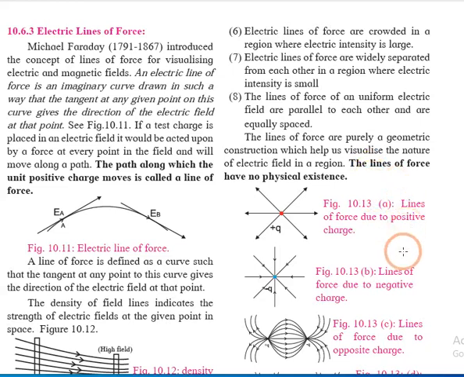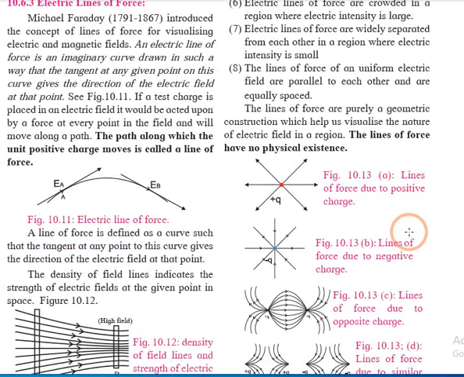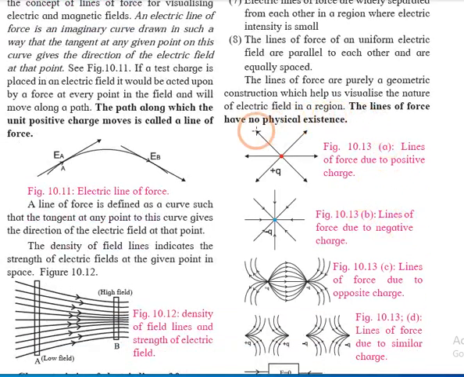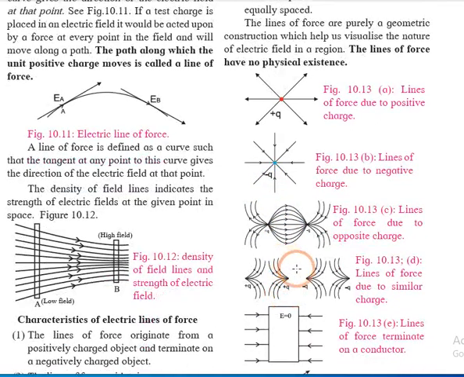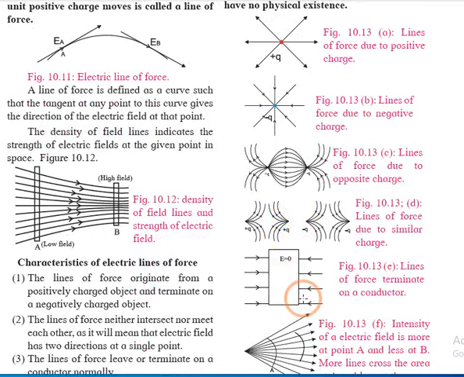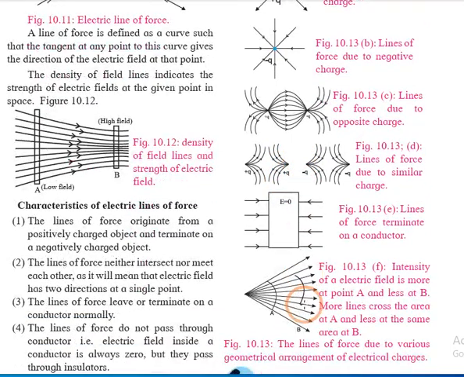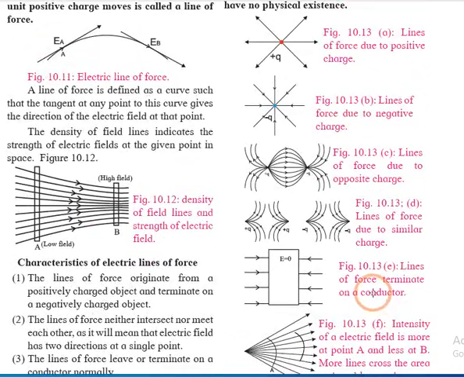They don't have any physical existence. Now, due to a positive charge, electric lines of forces will be like this. Due to a negative charge, they are like that. Due to opposite charges, due to similar charges, terminating on a conductor. Electric field intensity for high intensity and low intensity.